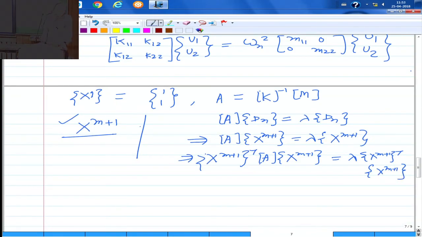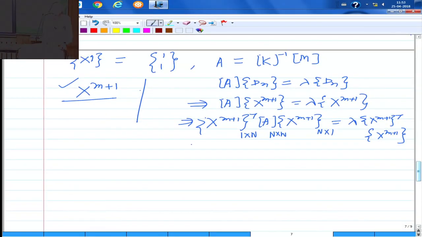Now you will see that this whole thing is a scalar, because this might be some capital N by capital N matrix, and this is n by 1 and this is 1 by n after transpose. So finally it's a scalar number. Similarly, x m plus 1 transpose is 1 by n and this is n by 1, so the multiplication is again a scalar number. So from this you can directly get your lambda. Finally lambda will be this in the numerator divided by this in the denominator.